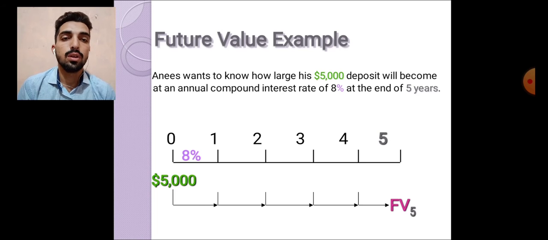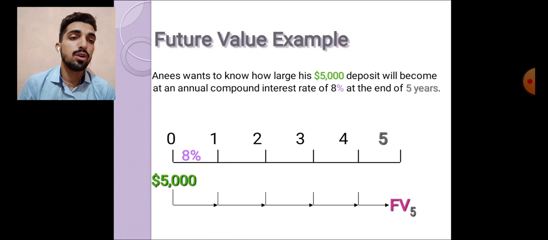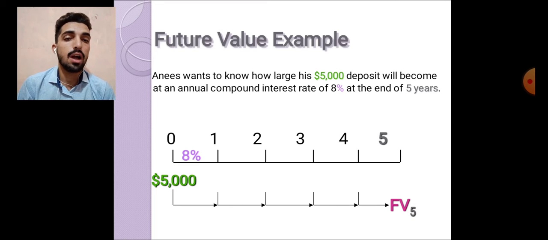Future value example. Anis wants to know how large a 5,000 deposit will become at an annual compound interest rate of 8% at the end of 5 years.